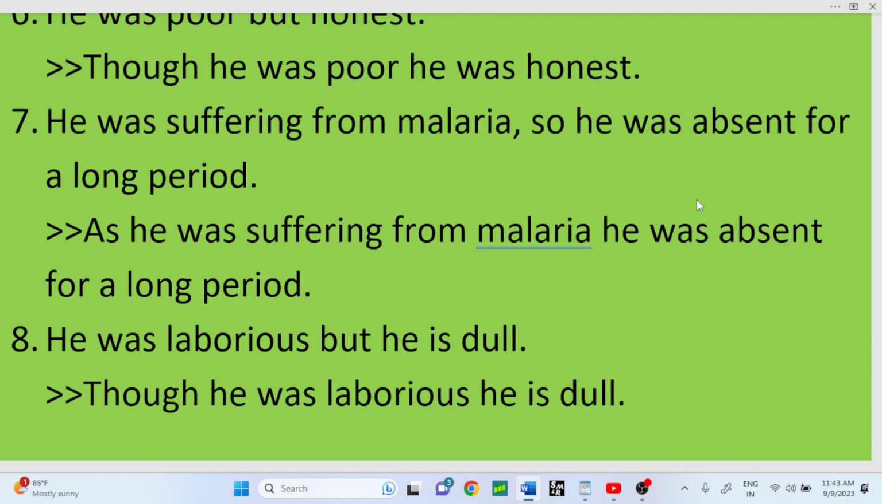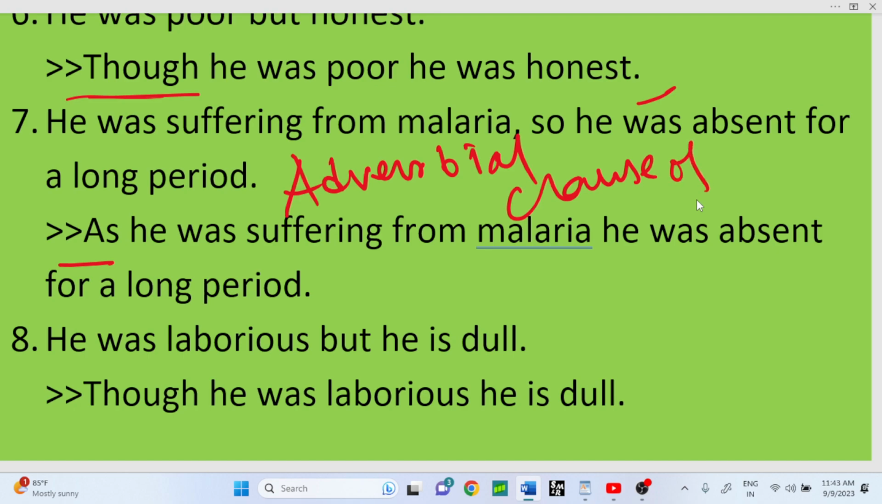Though he was poor, he was honest. You may use though, although here instead of though. He was suffering from malaria, so he was absent for a long period. As he was suffering from malaria, as tells us the adverbial clause of reason or cause. As he was suffering from malaria, he was absent for a long period.